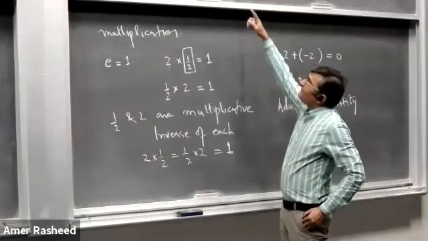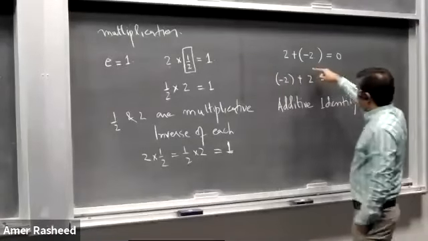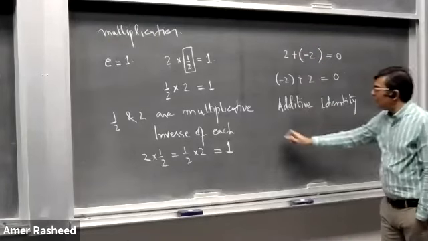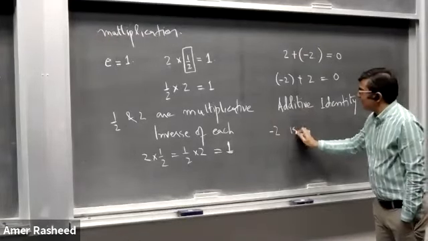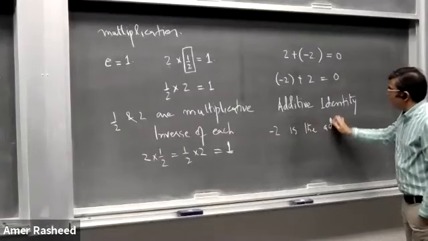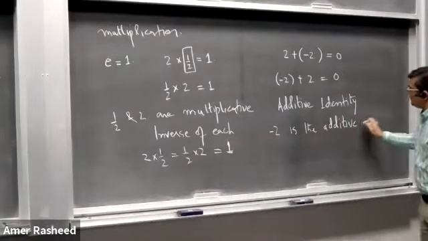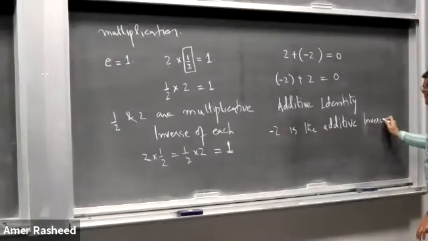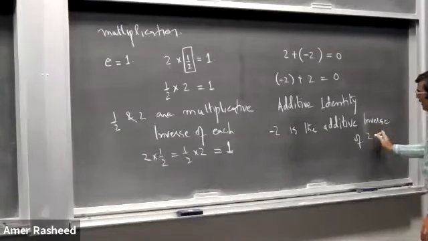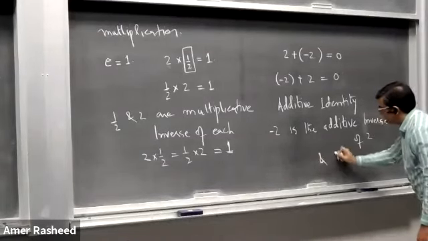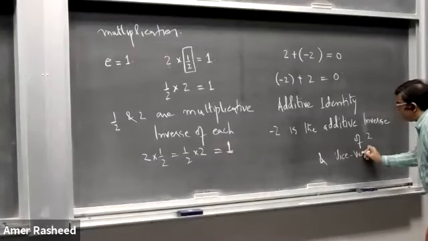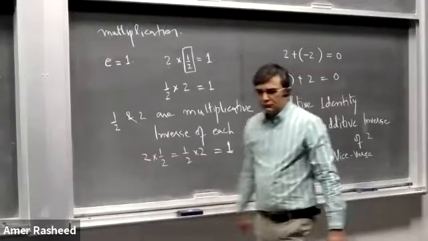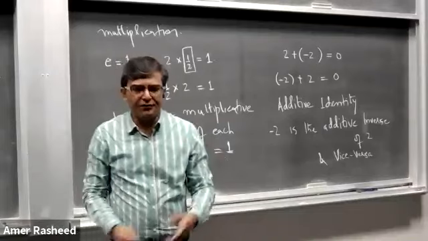Similarly, -2 is the additive inverse of 2, and vice versa, which means 2 is also the additive inverse of -2. I hope you get it. If you have any questions regarding this, let me know.